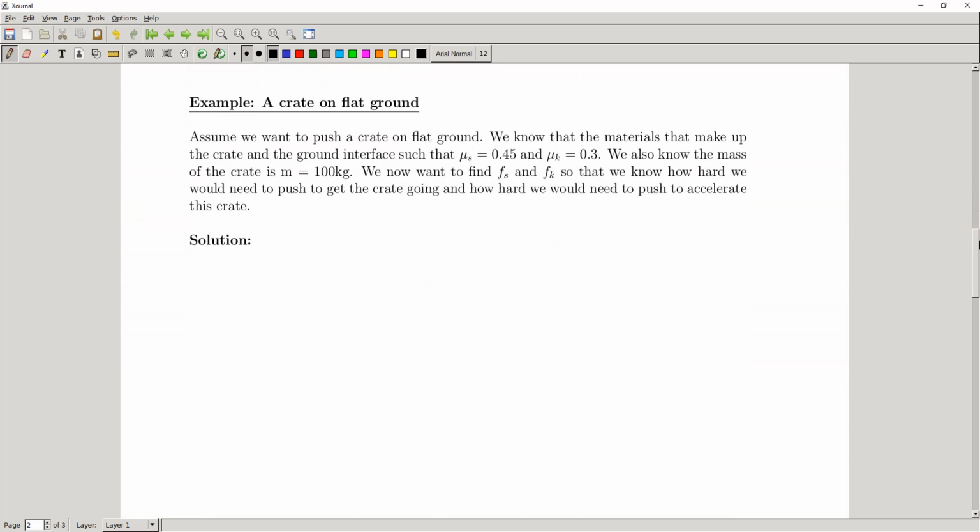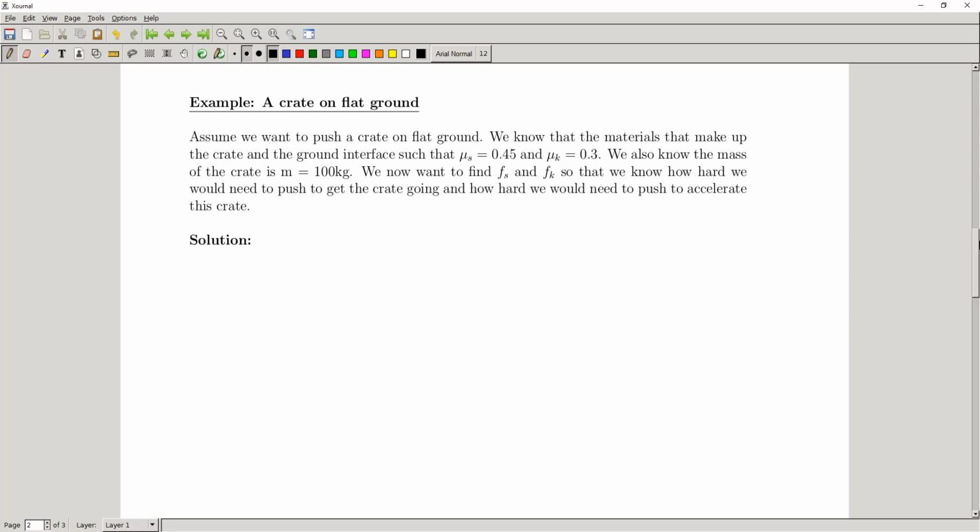So assume we want to push a crate on flat ground. We know that the materials that make up the crate and the ground interface such that our coefficient of static friction is going to be 0.45 and our coefficient of kinetic friction is going to be 0.3. Okay, so first, before we get any further into the problem, a couple of important things to notice here.